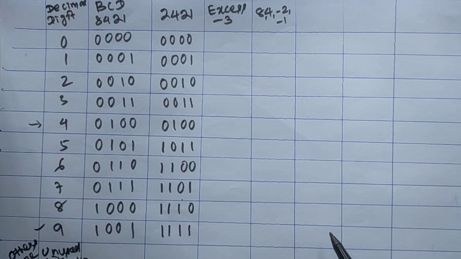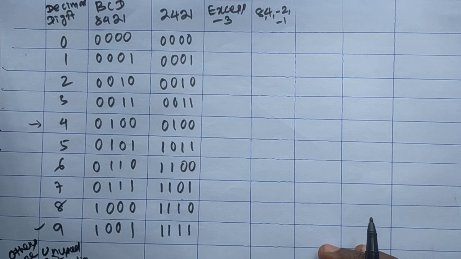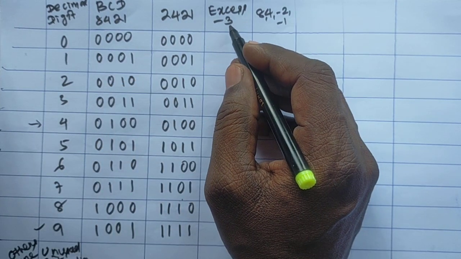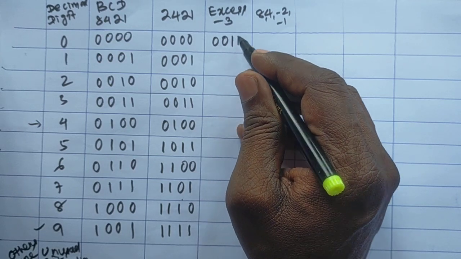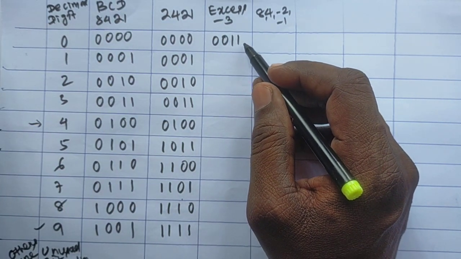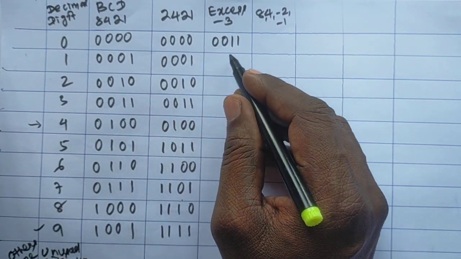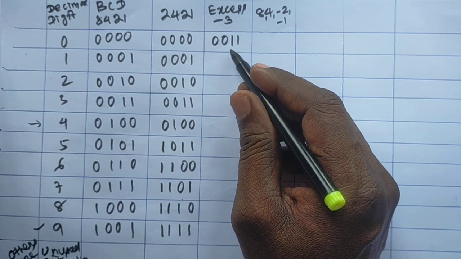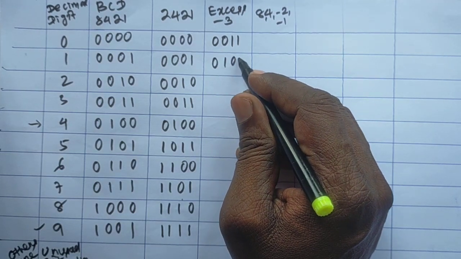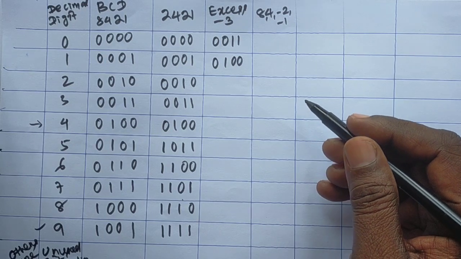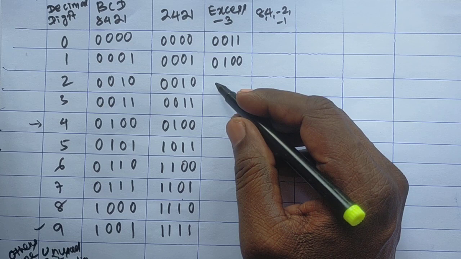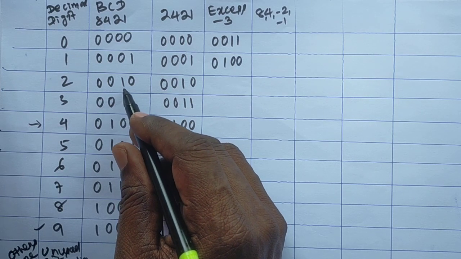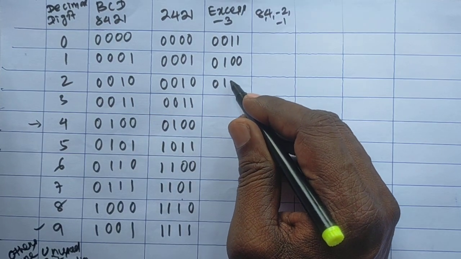Now excess-3. What happens here? From the BCD form, we just add 3, and 3 is 0011, so we just add this. Next, whenever I add here again 0011, what will you get? Very simple, 1 plus 1 is 0 with a carry 1, again adding gives 0100, like this we can define. Similarly for the next one, adding 0011 gives 0101.